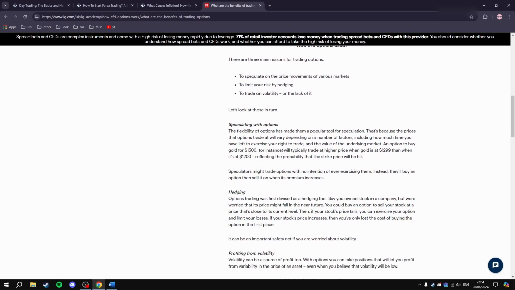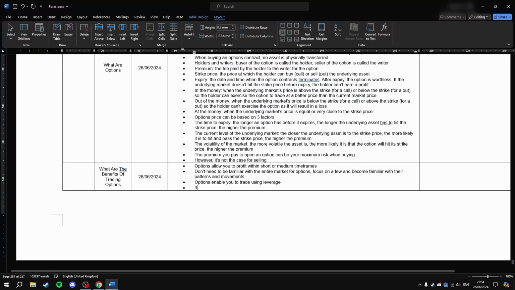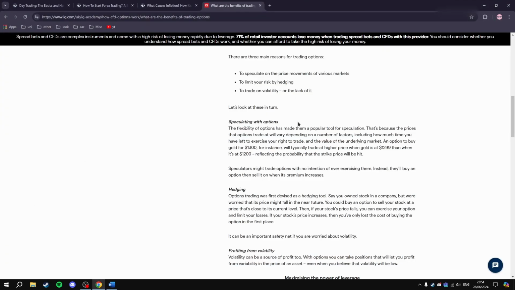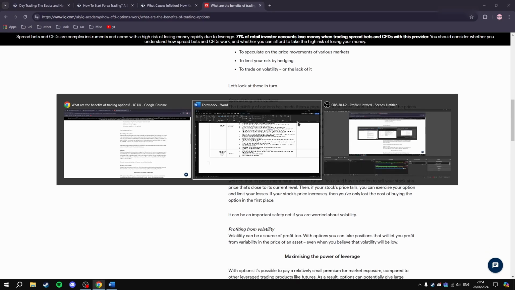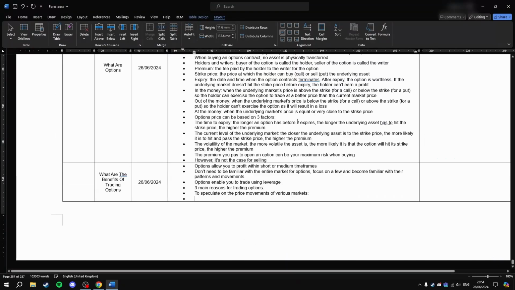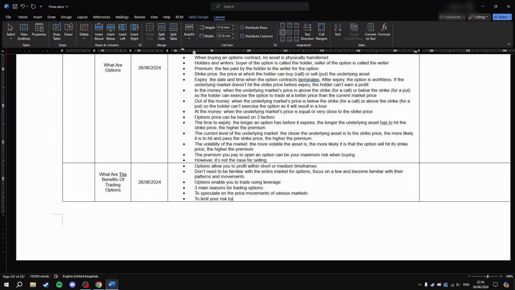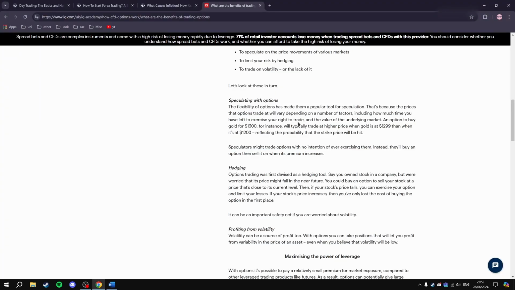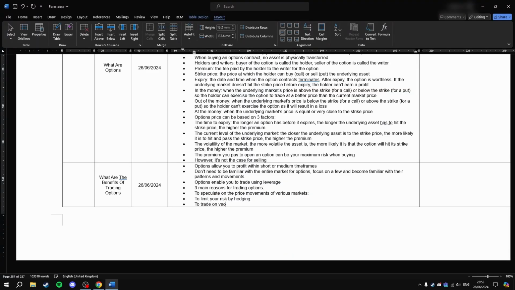So how are options used? There are three main reasons for trading options. To speculate on the price movements of various markets. To limit your risk by hedging. To trade on volatility or the lack of it.